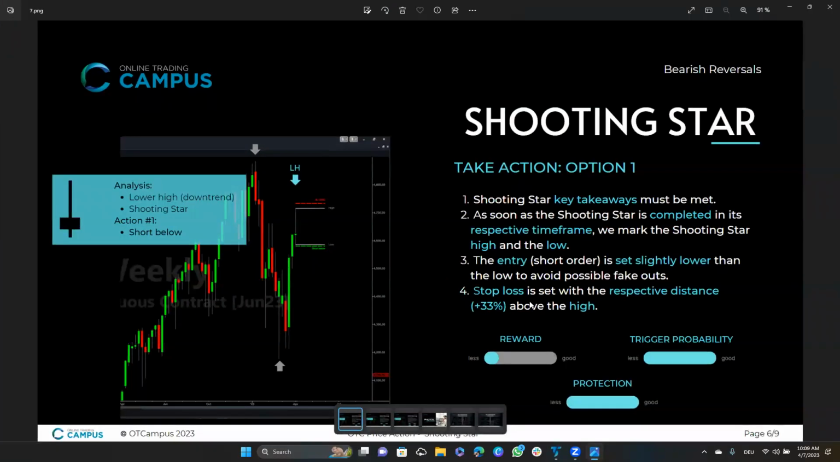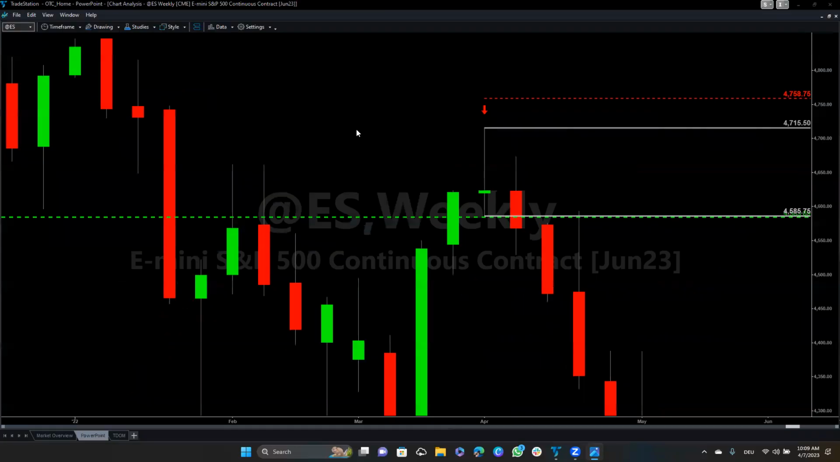Here, number 4, stop loss is set with the respective distance, for example, plus 33% above the high. That's it. And here, reward is less. Why? Look, we have a huge range. It's a weekly shooting star, right?